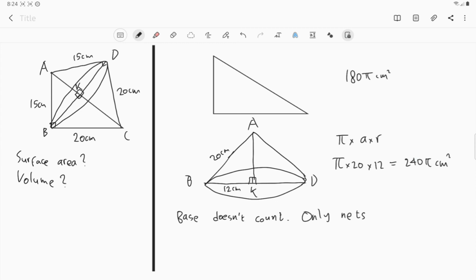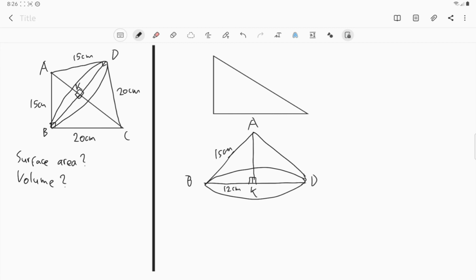Now what is the surface area of both of them? We simply get the sum of both of them, which is 240 P added to 180 P centimeter square, which we got 420 P centimeter squares. So here is the surface area of these double cones. Okay, now let's find the volume.